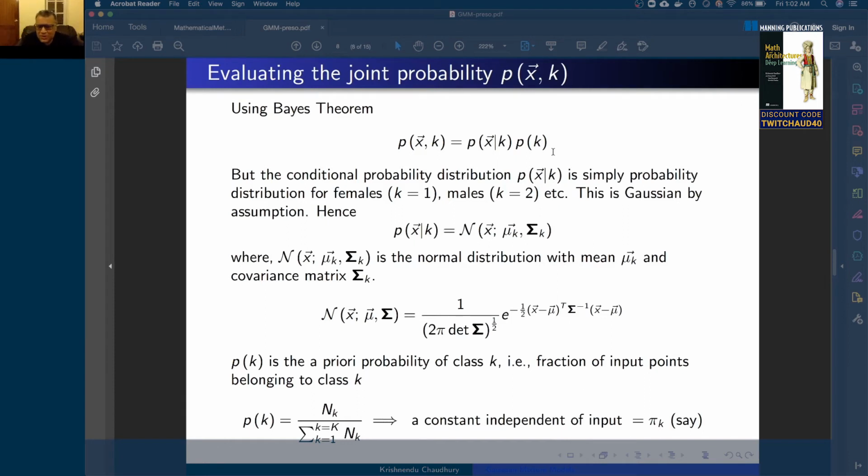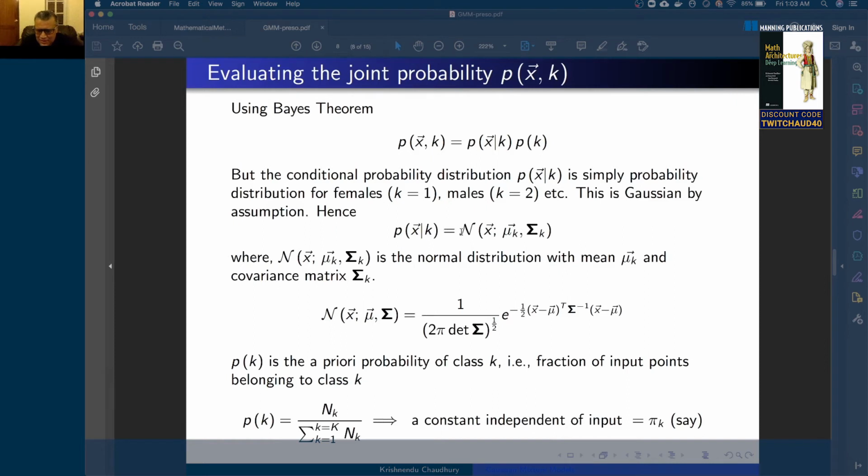But the most important thing to note here is the probability of x given k. Given k is 1, for instance, this means the probability distribution of females. For k equal to 2, this means the probability distribution of males. We have already assumed that these are Gaussians. That was the starting condition of our problems. We already know these are Gaussians. Hence, the probability of x given k we have expressed as a normal.